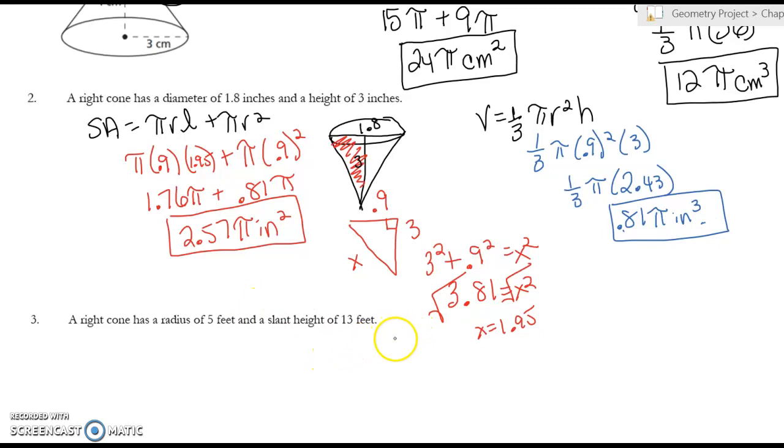Start off by drawing the picture. This picture's a little different because it gives you the slant height, which is this slant height, and it gives you the radius of 5. So now you're going to use Pythagorean theorem to find this side, the height of the cone. And then once you do that, you're able to find both answers, the surface area and the volume.